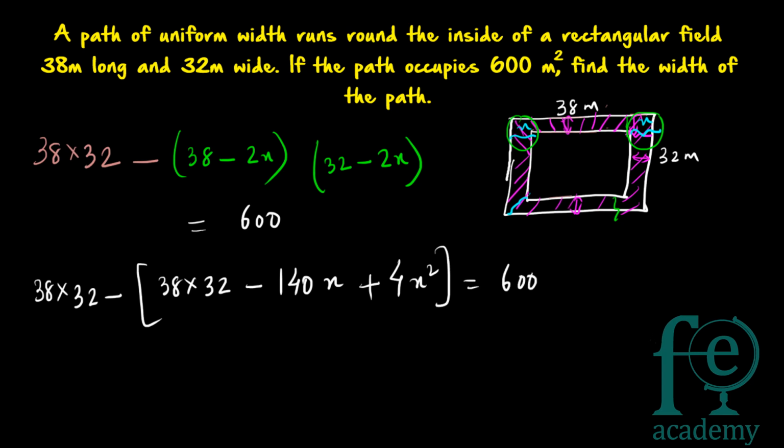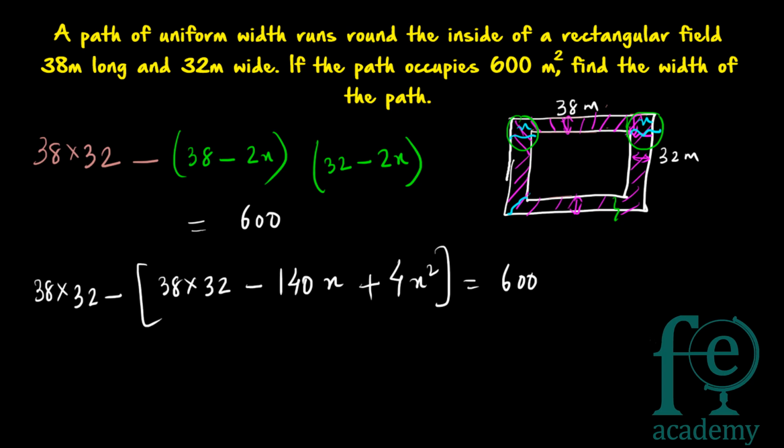Here you are trying to find out the area of the path, which is equal to the area of the big rectangle minus the area of the small rectangle. The area of the big rectangle is directly given, 38 and 32 are the length and width of the rectangular field. The small rectangle you can find by subtracting the width twice. So 38 minus x plus x, or 38 minus 2x, will give you the length of the small rectangle, and 32 minus 2x will give you the width of the small rectangle, where x is the width of the path. So x is what you have to find out.